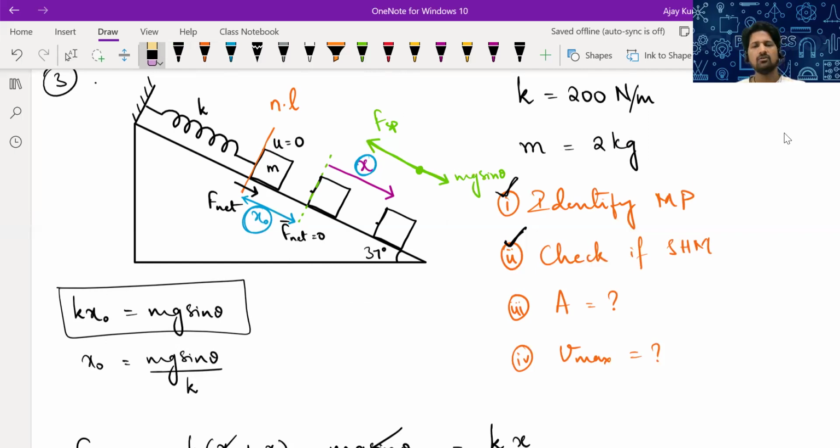Okay. Can any of you define amplitude? What is the meaning of amplitude?